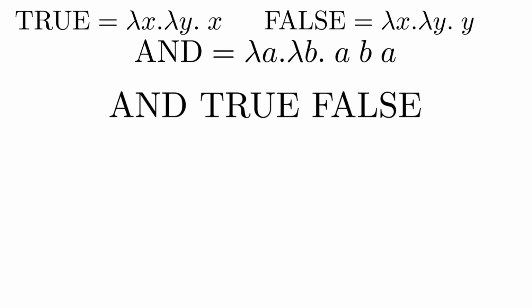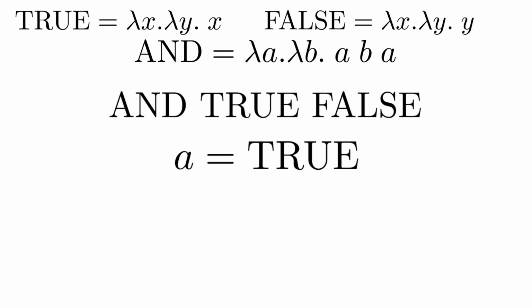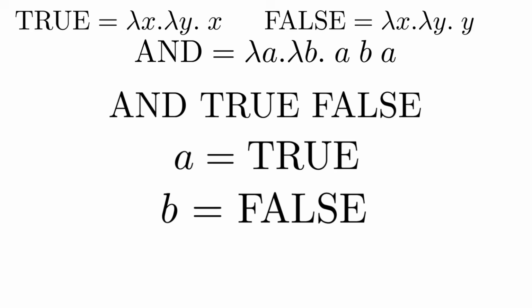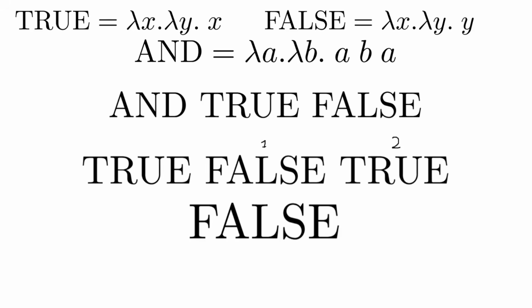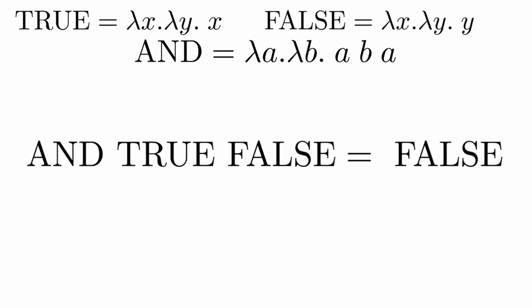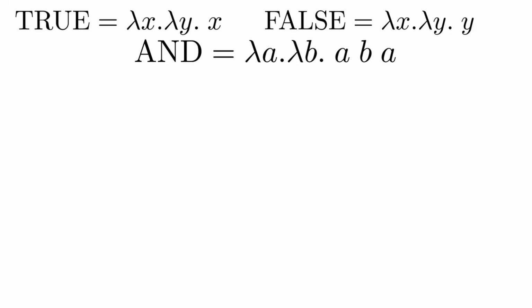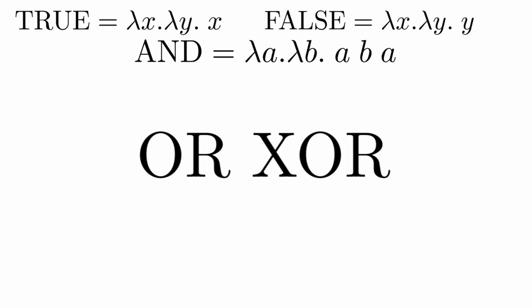So if we do and true false, we get a equals true and b equals false. So true false true, which is false, as the starting true chooses the first option, which would be false, meaning and true false is false. If you want, you can try to figure out how to get or exclusive or with Lambda Calculus. I'll show the solution in 5 seconds. Try to give it a go.